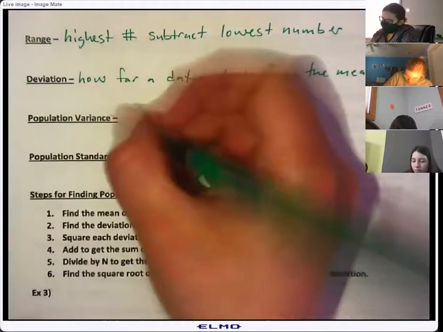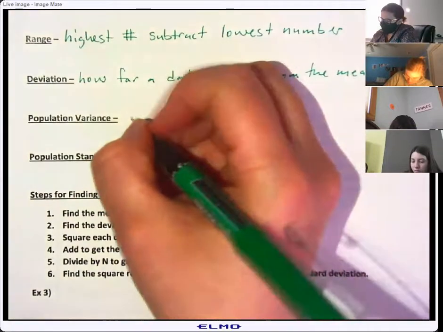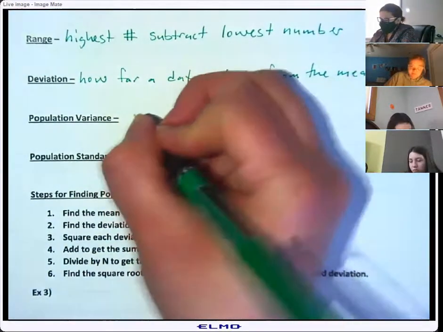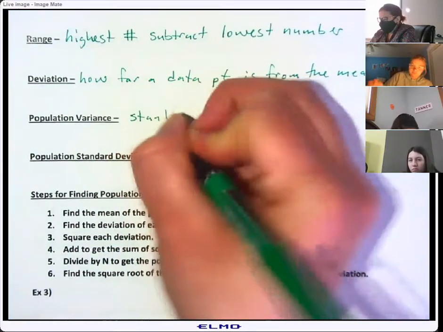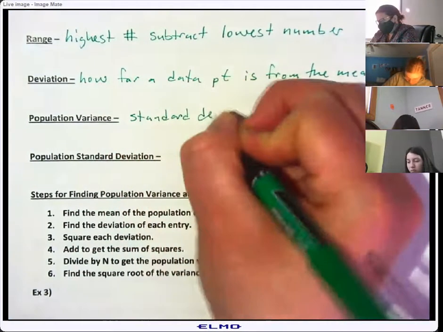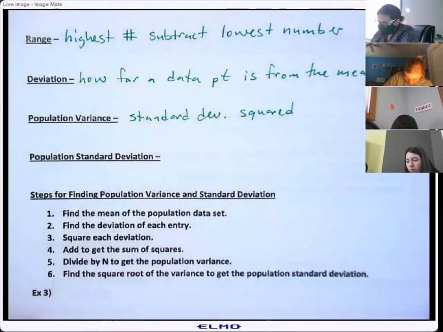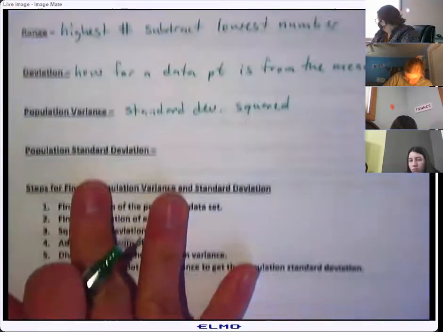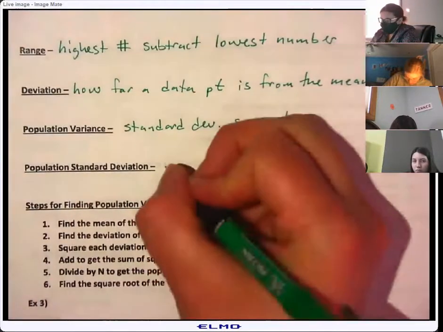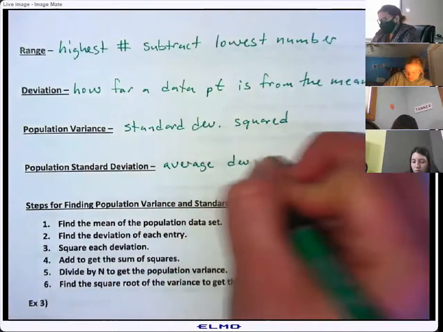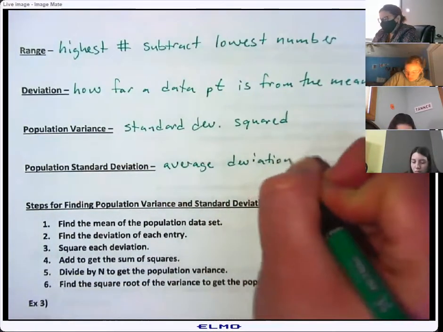Population variance, which we'll get into later, about how that's significant in tests and stuff like that. But all you need to know right now is that this is the standard deviation squared. And a population standard deviation is an average deviation, so how far on average all of the points are from the mean.